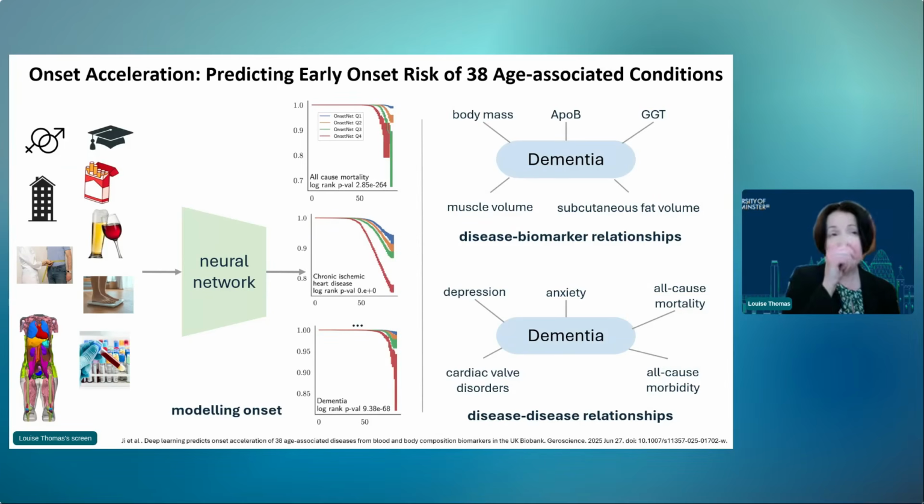Again, my colleague Micah took all of our imaging measures and combined them with many of the other measurements in the Biobank, and she could predict the early onset of disease. And the key measurements in these were the imaging measurements. And then we can see how these biomarkers relate to disease, and we can see how having one disease makes it much more likely for you to develop another disease. So these are interesting disease relationships.